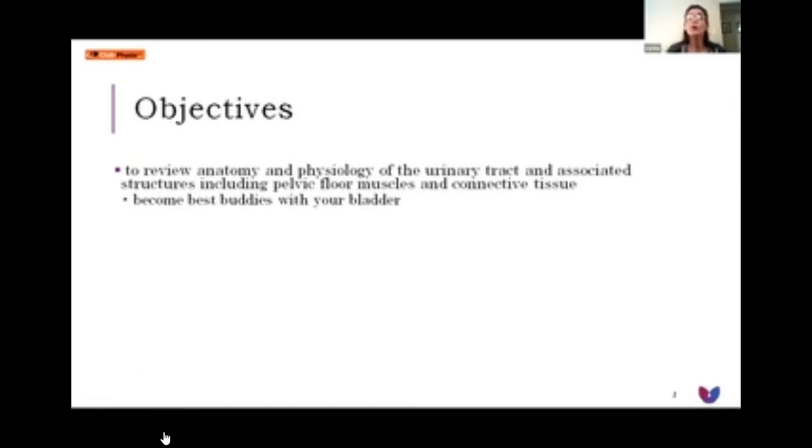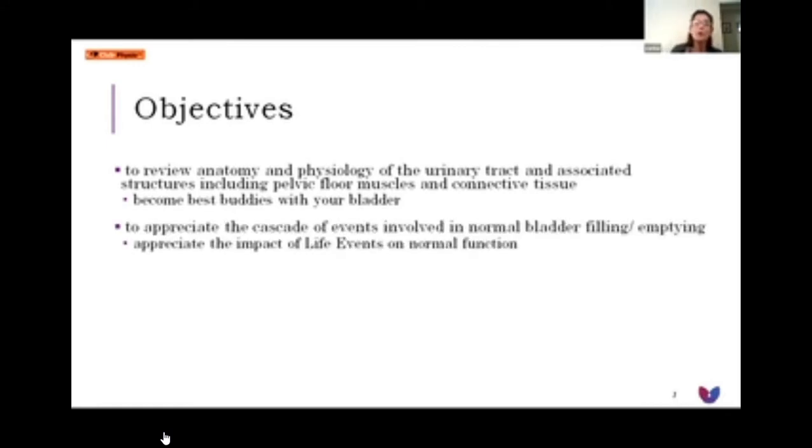So we want to review our anatomy and physiology of the urinary tract and associated structures, including pelvic floor muscles and connective tissue. And I want you to become best buddies with your bladder. We want to appreciate the cascade of events involved in normal bladder filling and emptying. And we have to understand how things happen in life that change things from what we consider to be normal.